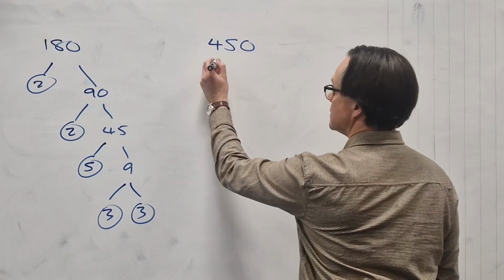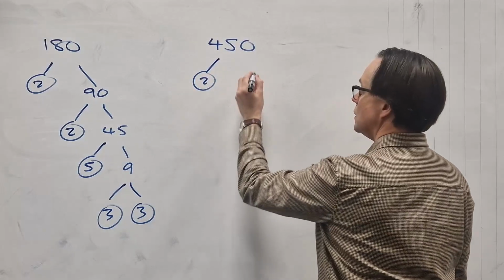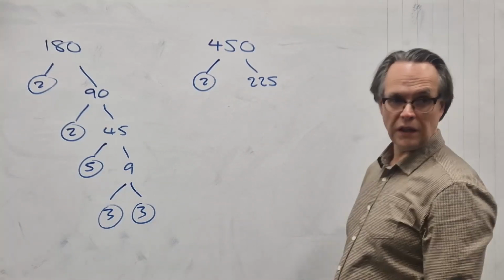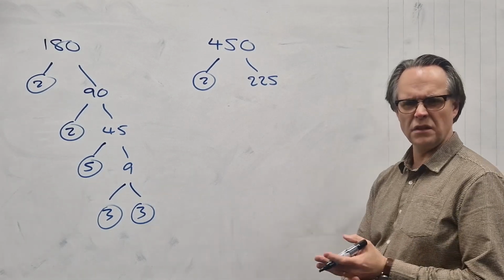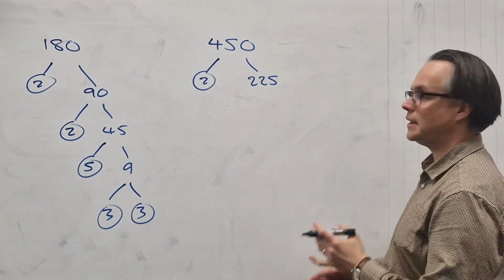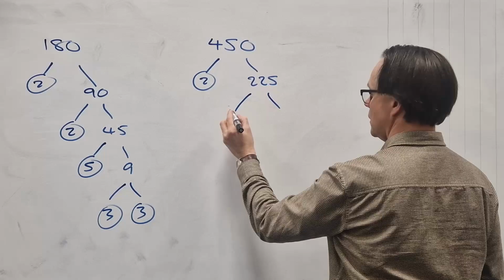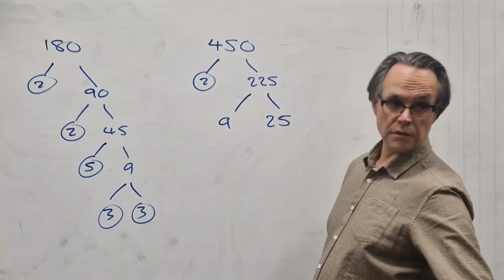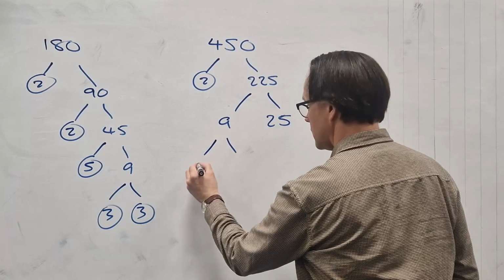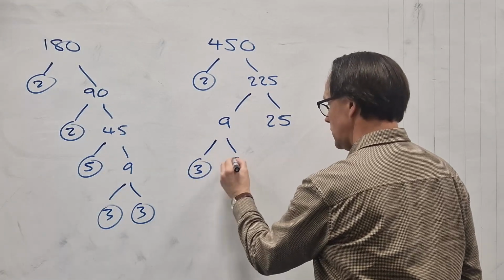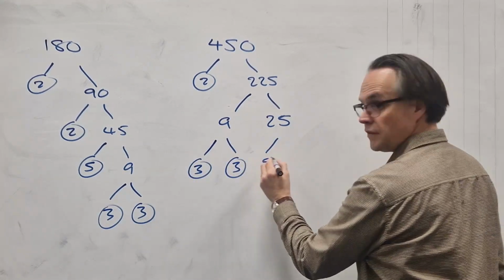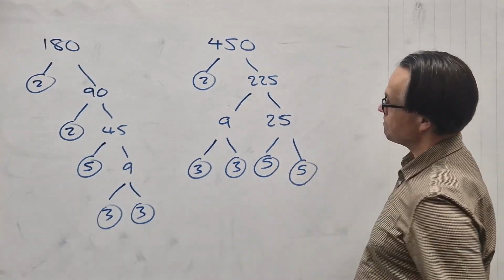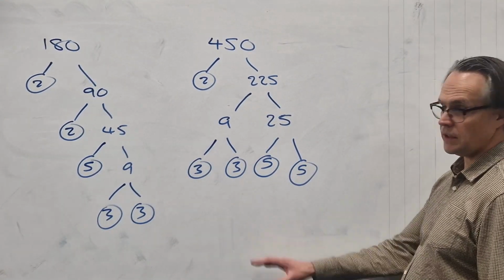450 again is even. That's 2 times 225. Now 225 isn't even, but I know that 25 goes into it, so it's 9 times 25. Neither of those are prime, but 9 is 3 times 3, and 25 is 5 times 5. So these are done.